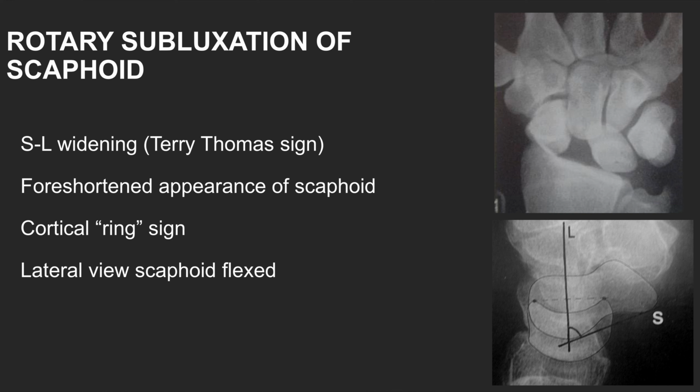Here's some of the radiographic signs that you can see on an SL ligament injury: widening of the SL interval, that's called the Terry-Thomas sign. The shortened appearance of the scaphoid, it's because the scaphoid is flexed. This also creates the cortical ring sign, because as you look down the pike of the scaphoid, it looks more like a circle than a rectangle. And on the lateral view, the flexion of the scaphoid and the increase in the scapholunate angle.